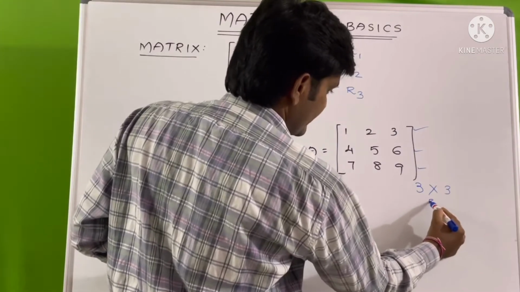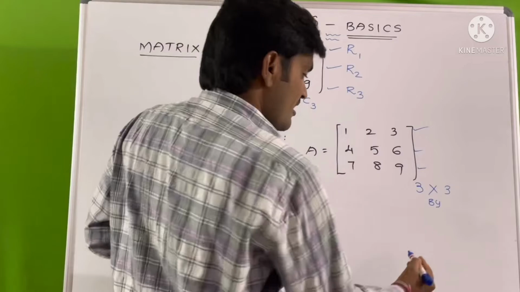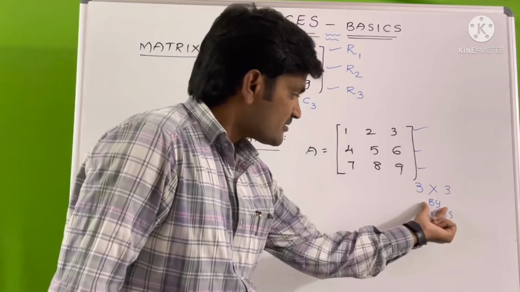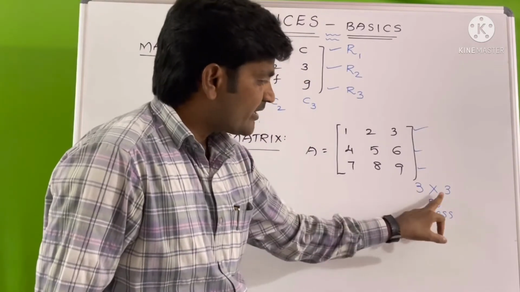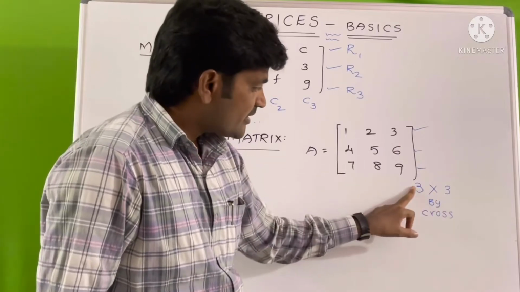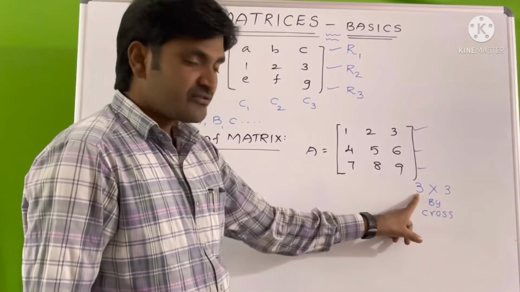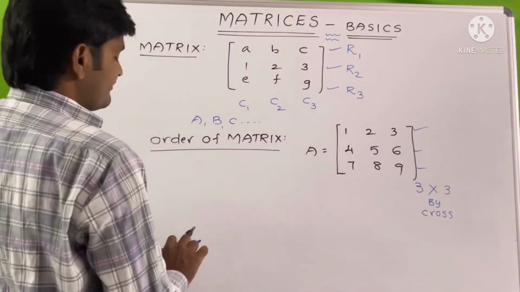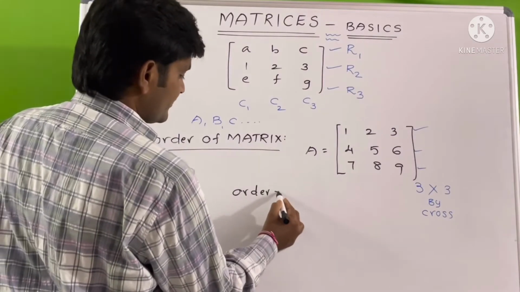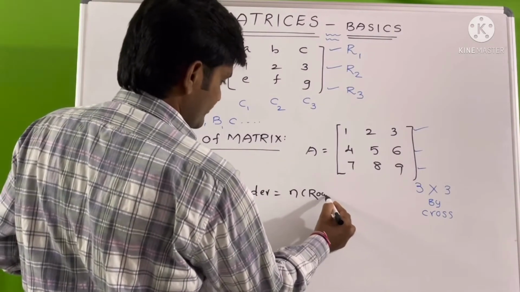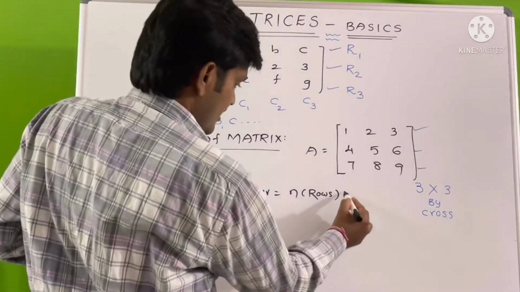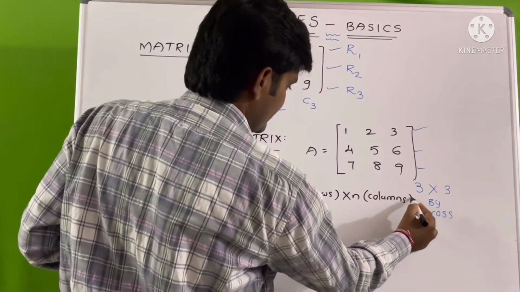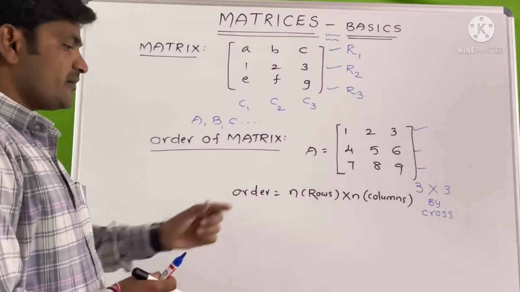This symbol we can read as by or cross. Okay, 3 by 3, or read as 3 cross 3. So the first 3 means the number of rows, and this 3 is the number of columns. So the order formula is number of rows cross number of columns. So this is known as the order definition.